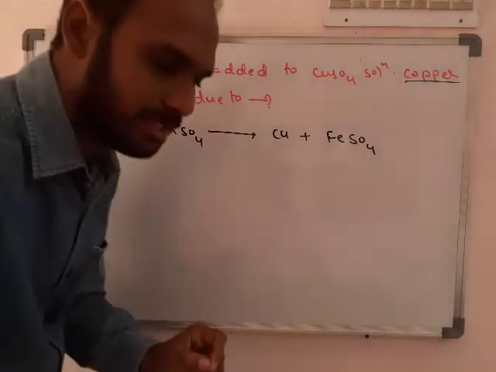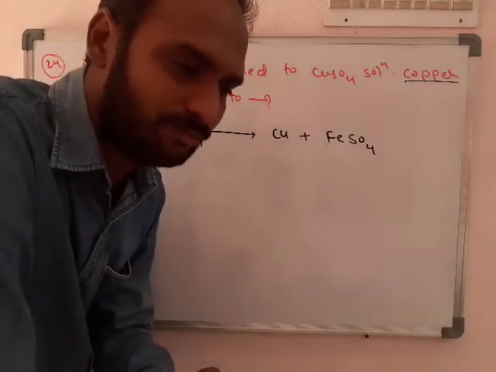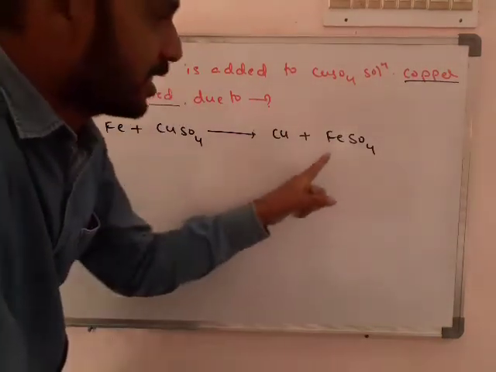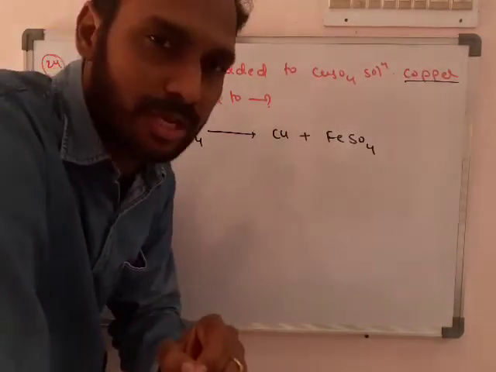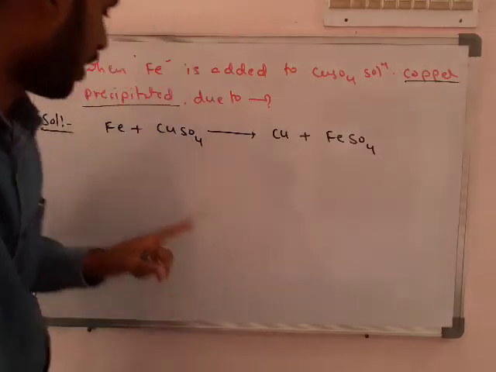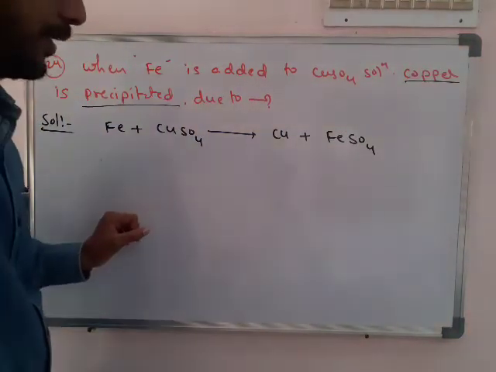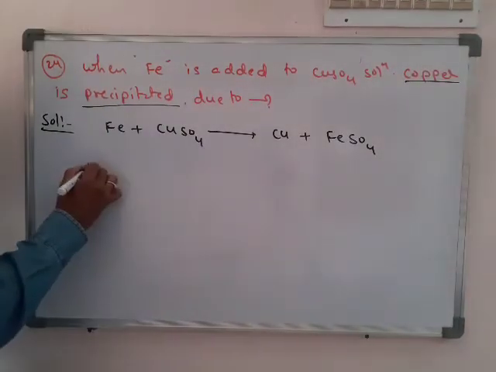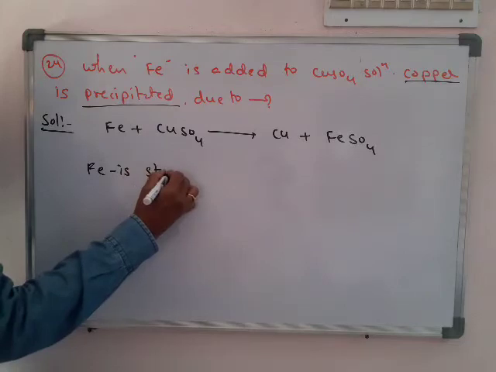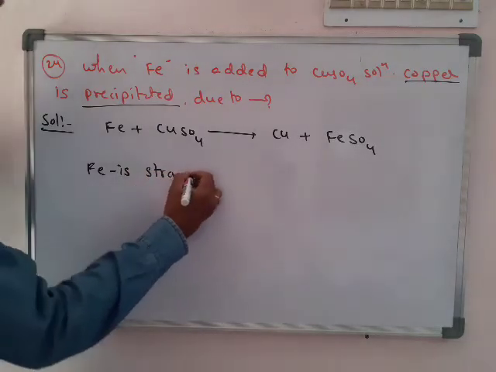The importance of this reaction is that the reverse reaction is not possible. That means when copper is added to ferrous sulfate, there is no formation of iron and copper sulfate, because iron is a strong reducing agent.